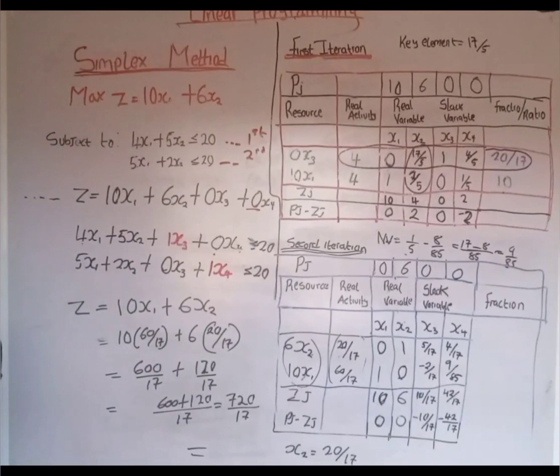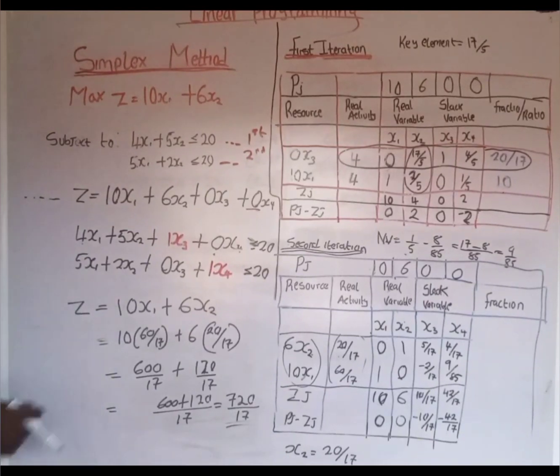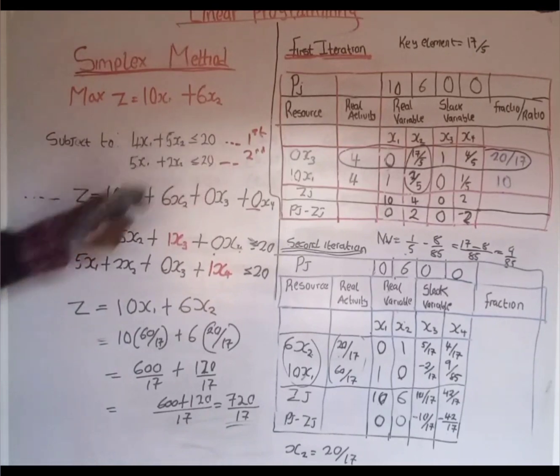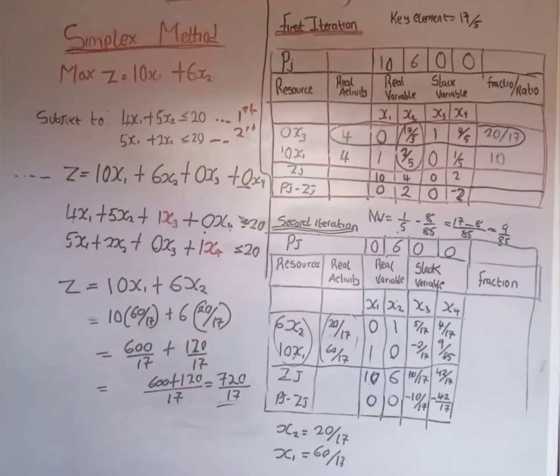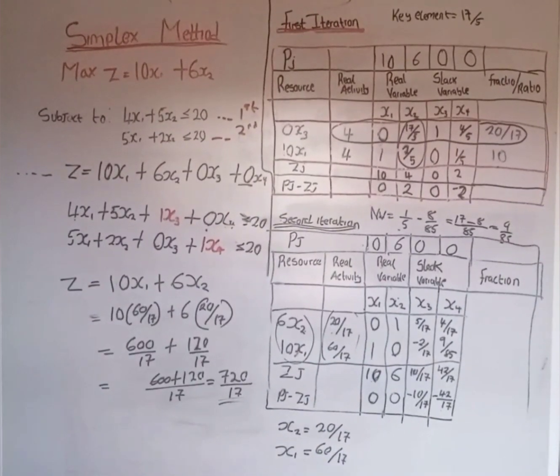You can proceed to put it in decimal form, 720 divided by 17. You can put it in decimal form or in fractional form, but I decided to put it like this. So the solution to this question is this. So we have come to the end of the solution.